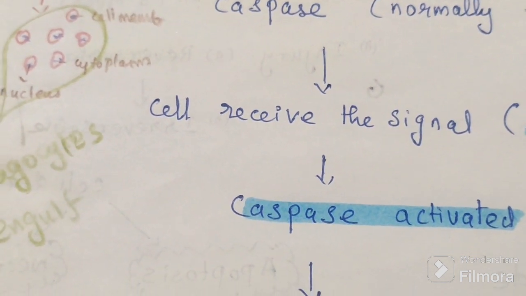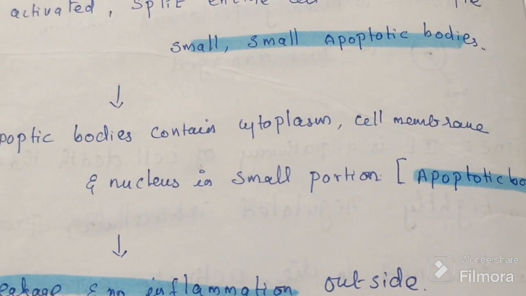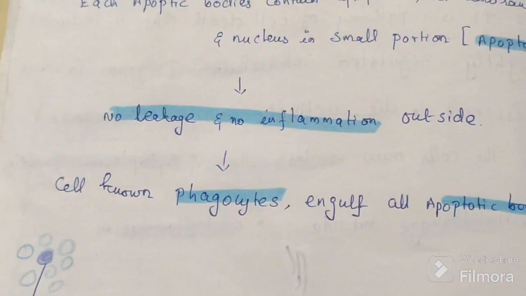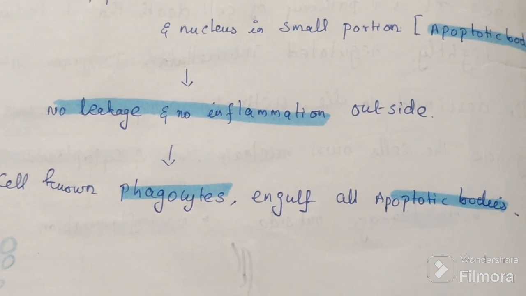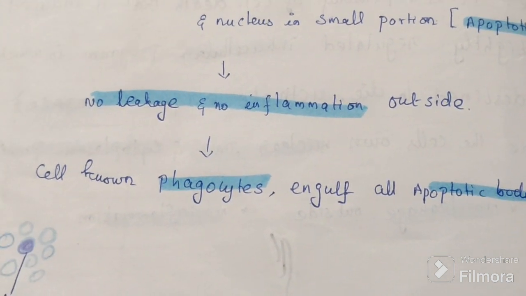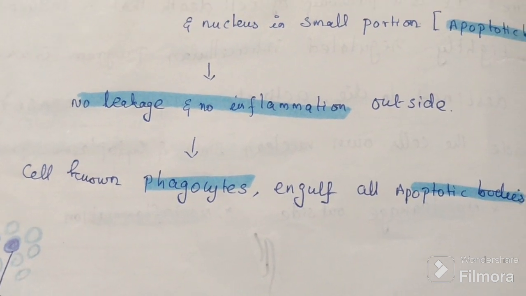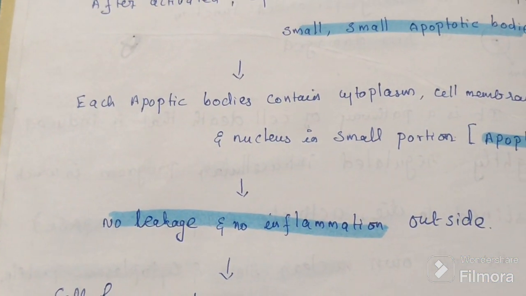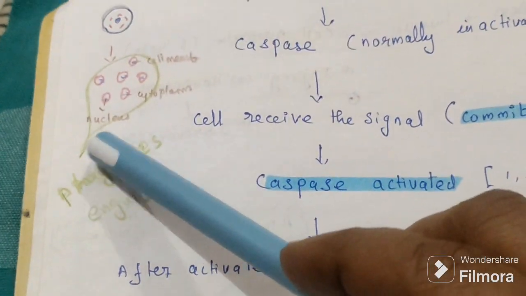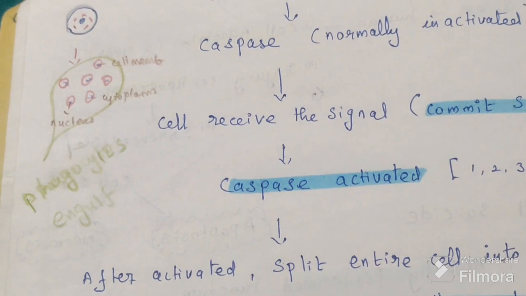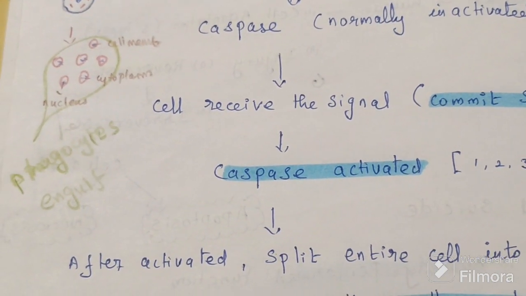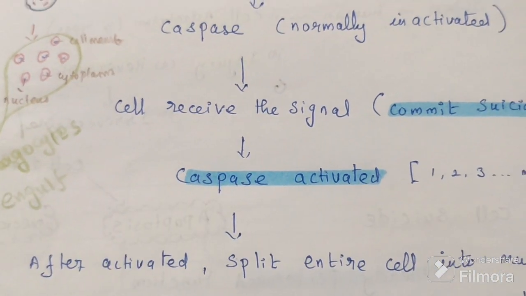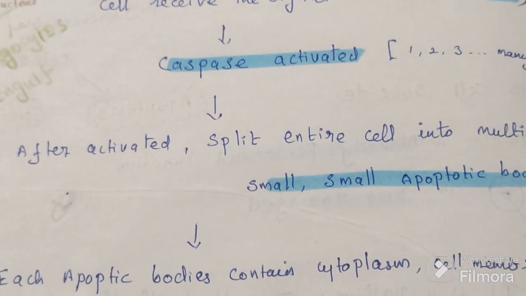During this phenomenon, there is no leakage outside and no inflammation. Necrosis has leakage and inflammation, but apoptosis has no leakage and no inflammation. So apoptotic bodies are formed ultimately. Then phagocyte cells come and eat all the apoptotic bodies, so there is no leakage and inflammation is absent.